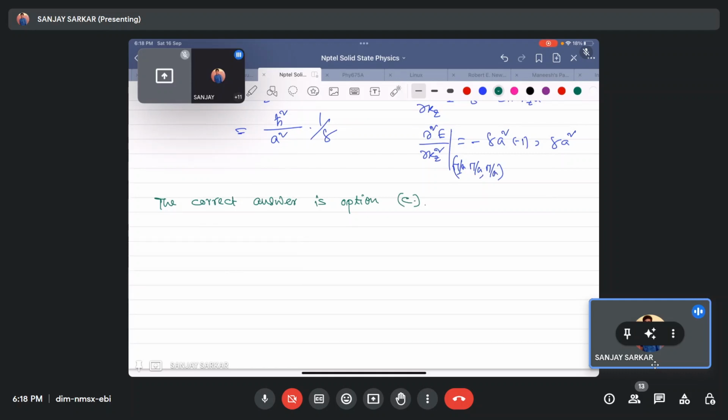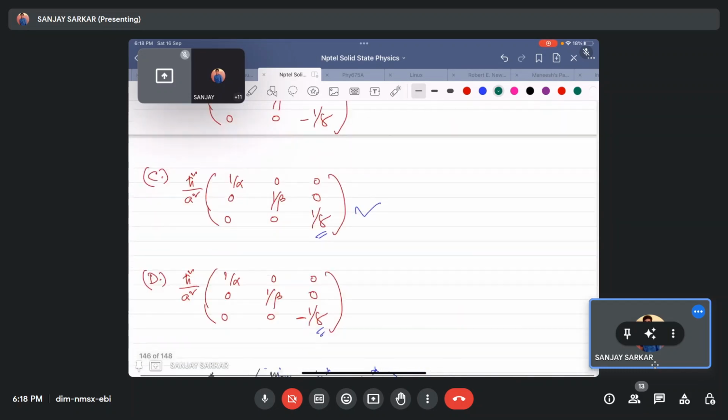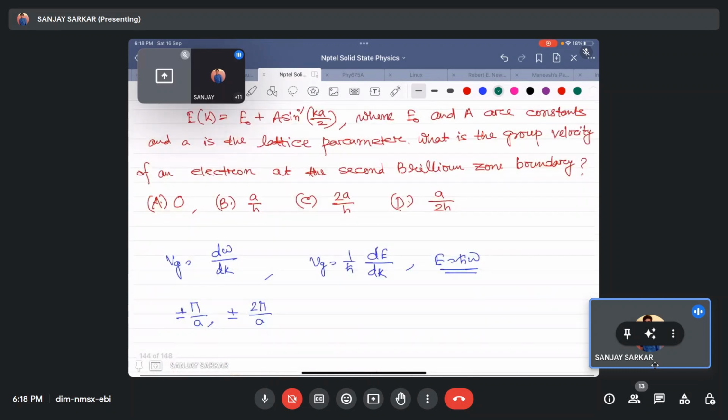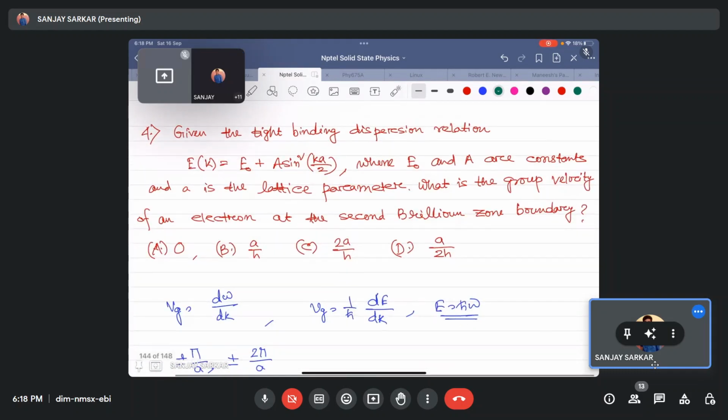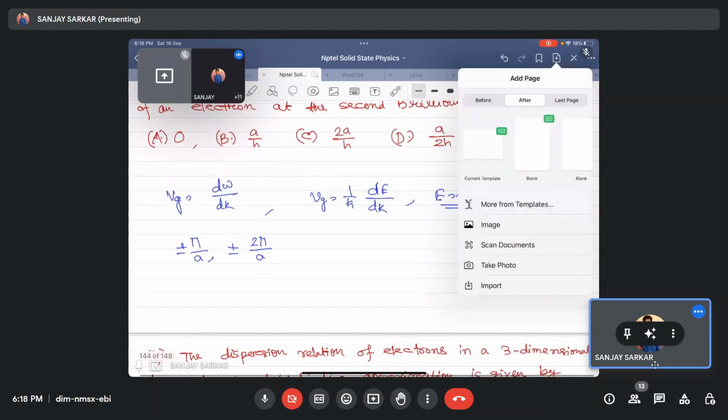Is there any question? If not, then we'll calculate the group velocity for this problem. So let me add a page.